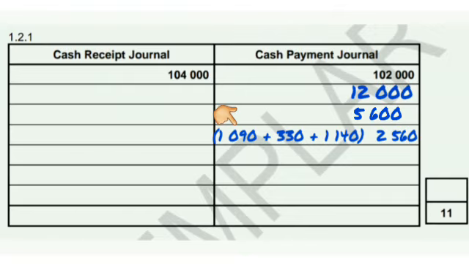It's up to you, but I'm going to put them in brackets. So the 1,090 for cash handling fees, the 330 for handling EFTs, and the 1,140 for service fees. I'm going to put them all in brackets and record them under CPJ because they are payments. It's a payment I'm making to the bank. Bank charges always go on the CPJ with 2,560 as my total for my bank charges.